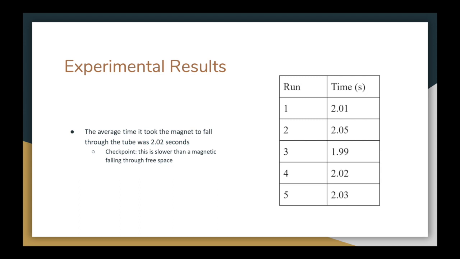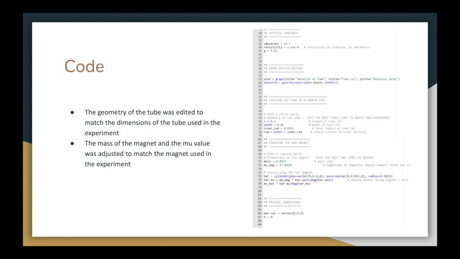The results of the experiment showed that the average time it took the magnet to fall through the tube was 2.02 seconds. This is slower than a magnet falling through free space. Next, a computational model of the same system was created.